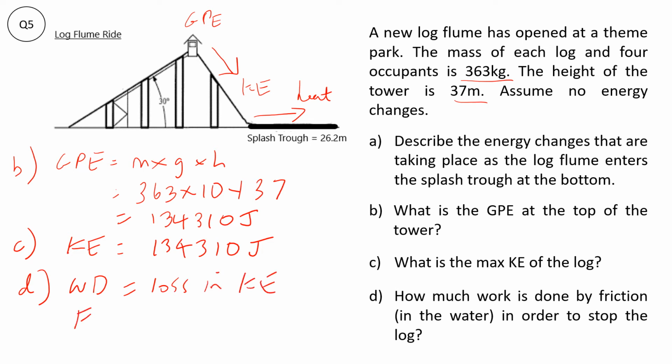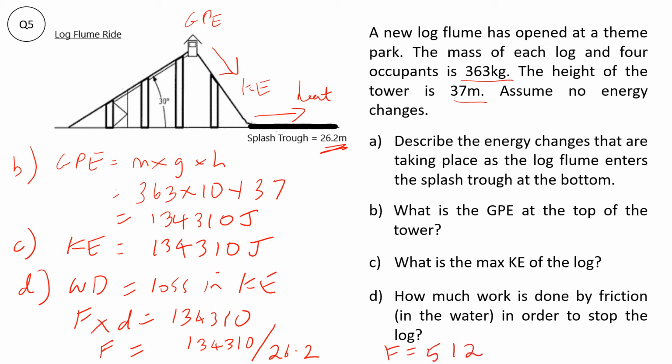So we've got force times distance equals 134,310. We know what the distance is, 26.2. So the force equals 134,310 divided by 26.2. So let's work that out. 134,310 divided by 26.2 equals a stopping force of 5,126. I'm going to round it there, newtons. Okay, let's move to the next one.